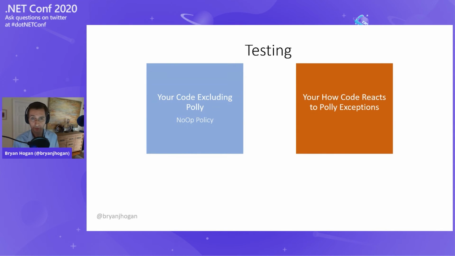Another scenario is you might want to test how your application would behave when an exception from Polly is thrown. So the broken circuit exception or a timeout rejected exception, what will your application do in response to that? And for that, you can use mocking.